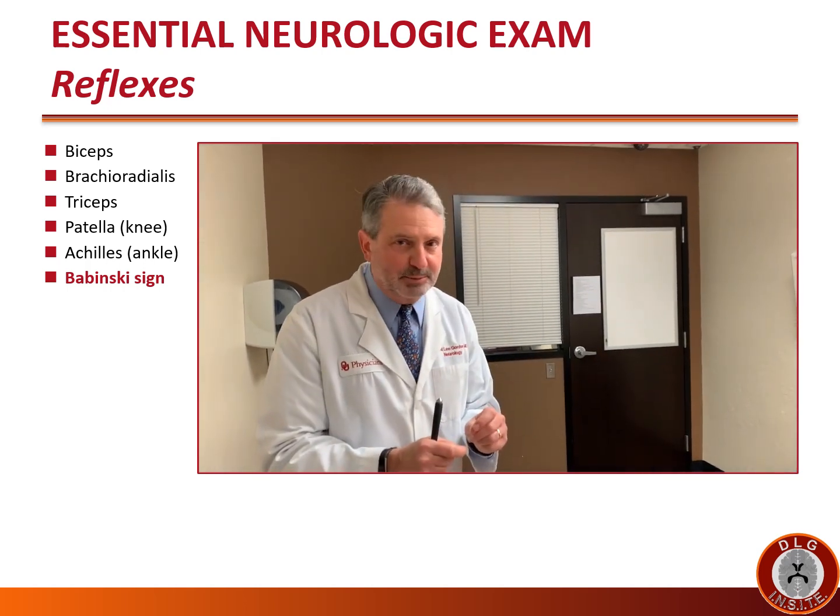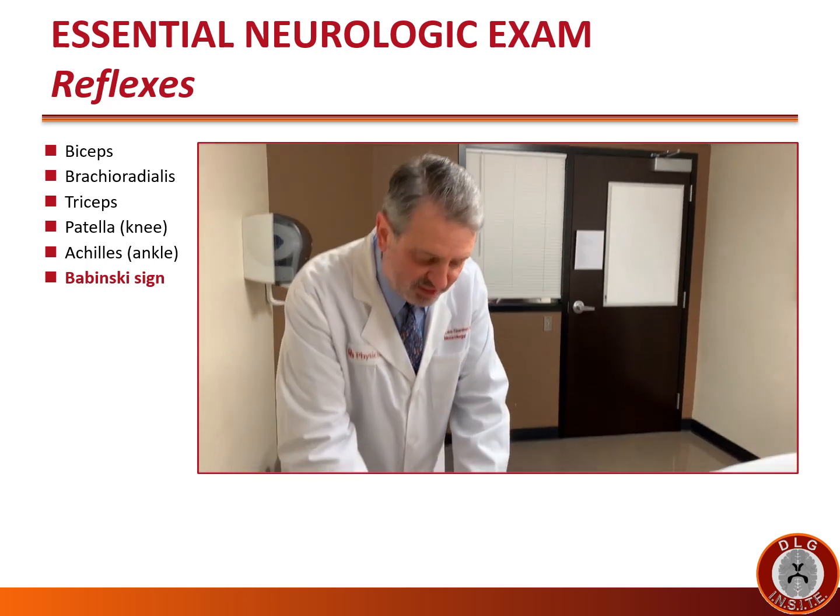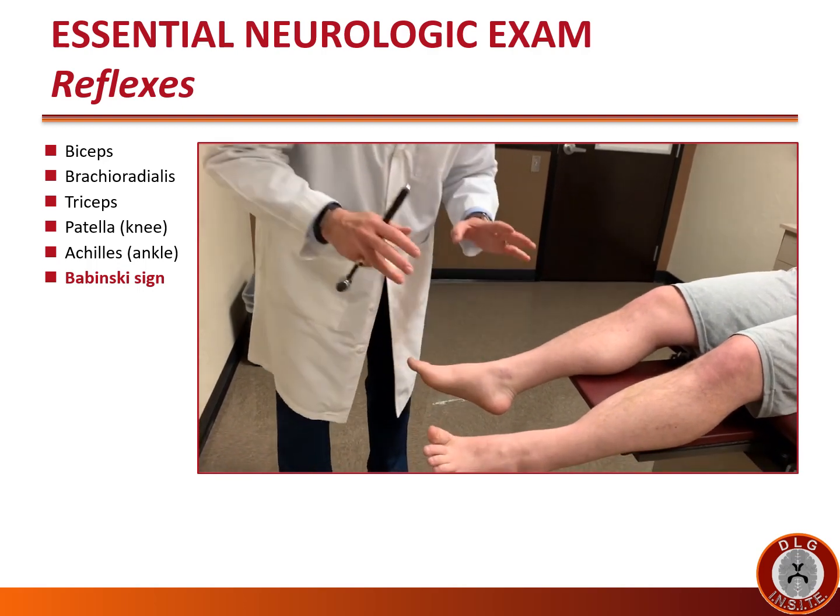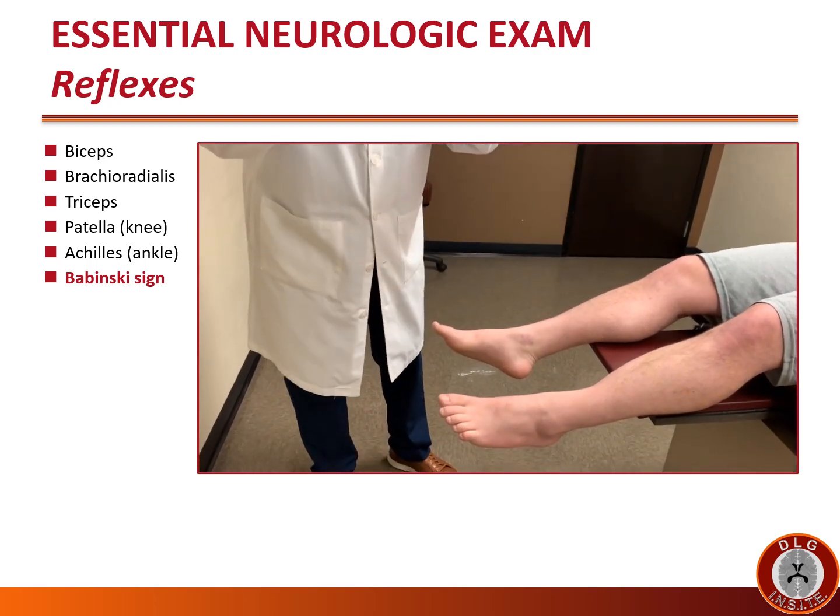You don't call Babinski signs positive and negative. They're absent or present. So if it's present, the toe would go up. If it's absent, the toe goes down. And sometimes it's called equivocal when it doesn't move at all.